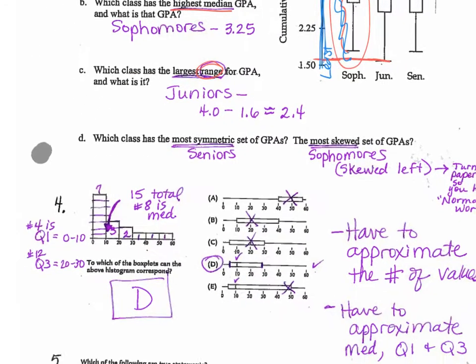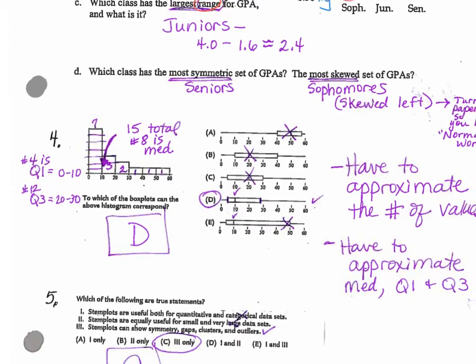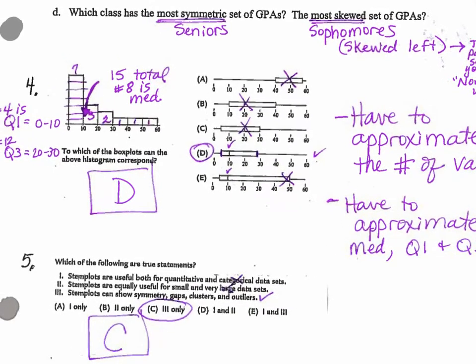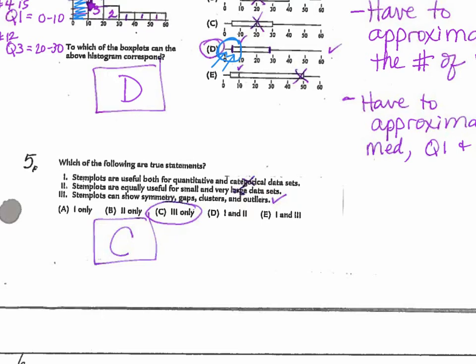All right, moving on. Number 4 is D. The key to getting that is, the key to these box plots a lot of times is knowing the percentages. This says 50%, 2 quartiles, 50% of the data is between 0 and 10. And this is the one that shows 50% of the data is between 0 and 10. Okay? All right, number 5 was C, 3 only. Because it is not categorical and you do not want to do a stem plot with very large data sets.